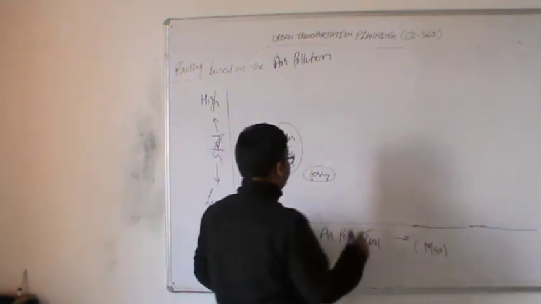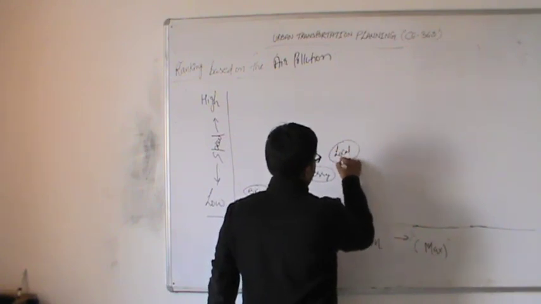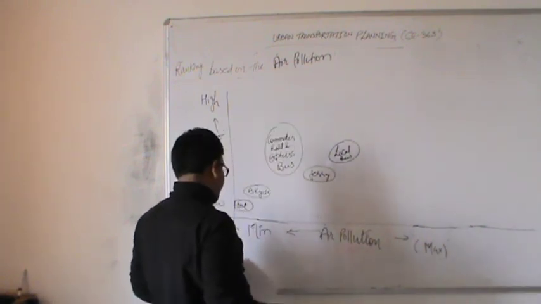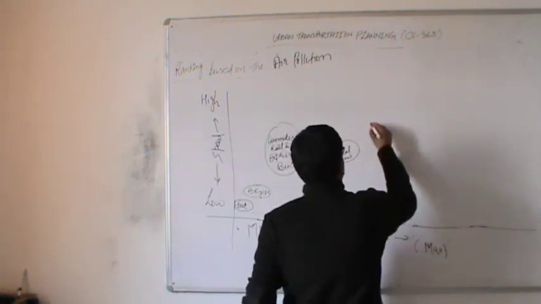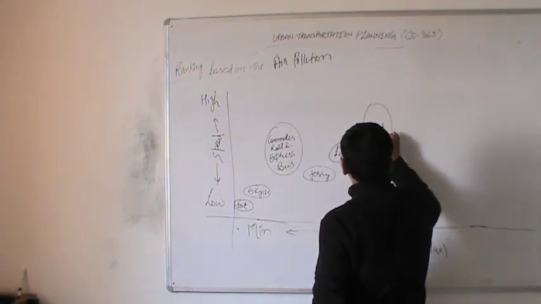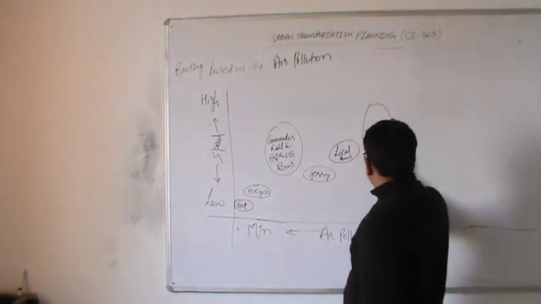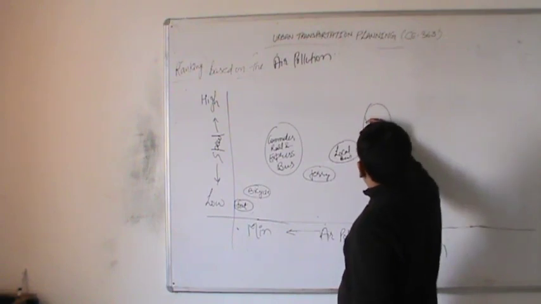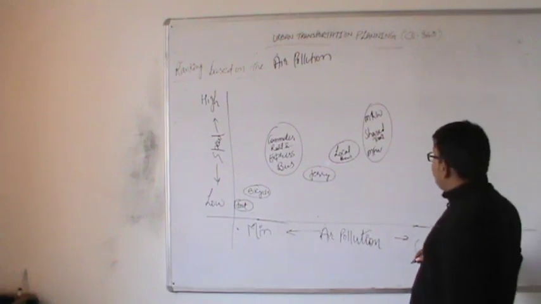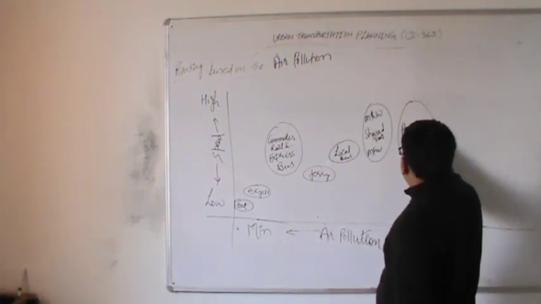The next will be the local bus. As compared to the local bus, we have already taken the express bus here. Then the next will be the shared taxi, and this will include both the motorized four wheeler as well as the motorized three wheeler. And the next which will produce more pollution can be the private car.